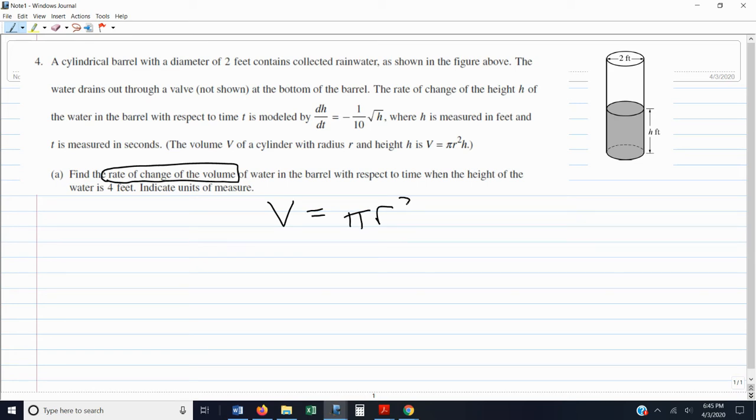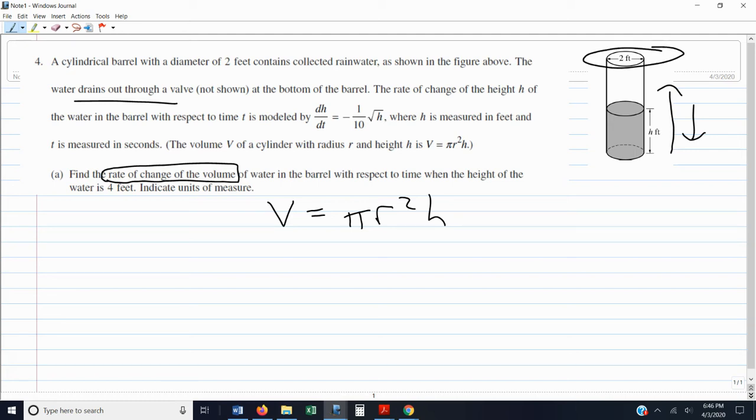They have given you the volume of a cylinder and they're asking you for the rate of change of that volume. So what they're asking you to do is to take the derivative. One thing that is going to make this problem a lot easier is if you notice what's changing in this problem is that the height of the water is changing. It's collecting rainwater, so the height's going up. There's water that's draining out, so maybe the height's going down at some point. But the height of the water is changing, and you can picture that water level going up and down.